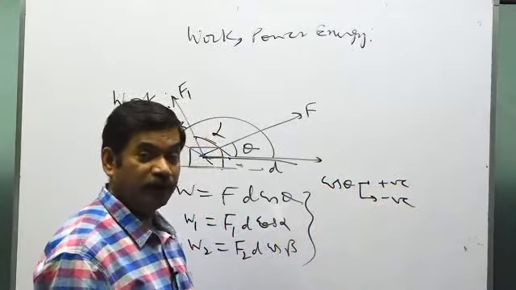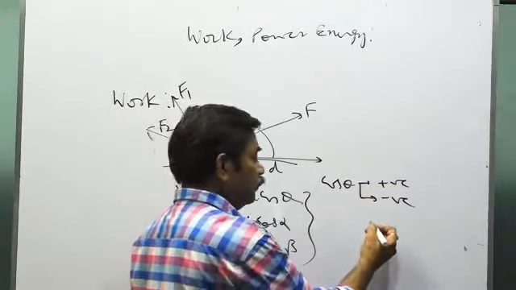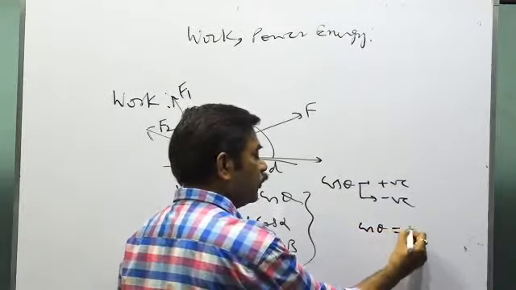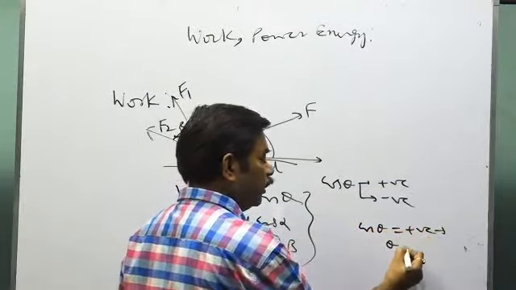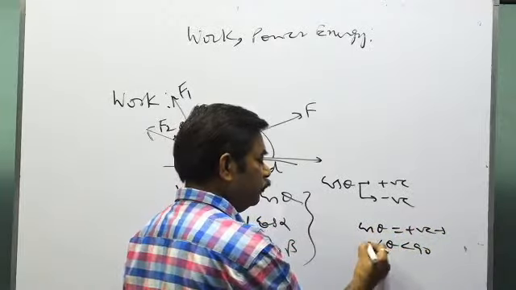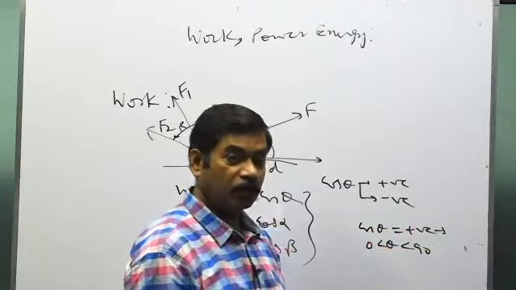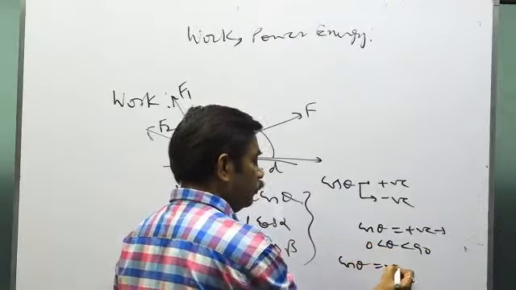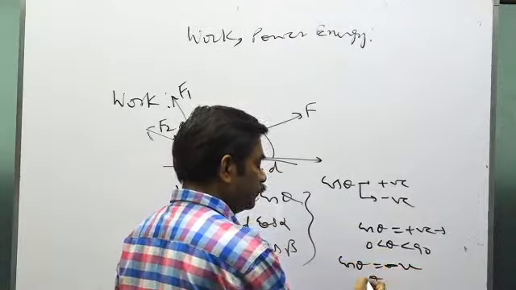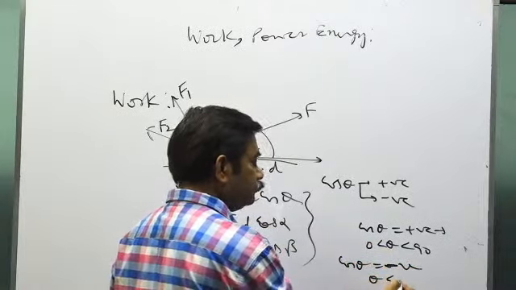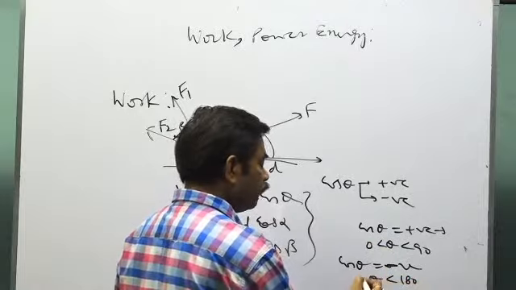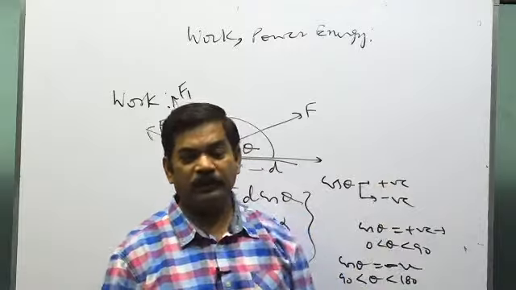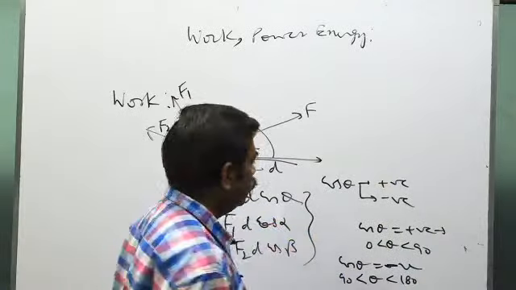Maybe you know that cos theta is positive for theta between 0 and 90 degrees. Between 90 and 0, it's positive. Cos theta is negative when theta is less than 180 degrees but greater than 90 degrees. Is that clear? There are other angles also. The angle could be more than 180 also. You have to remember it like this.